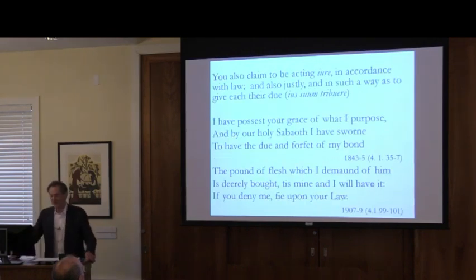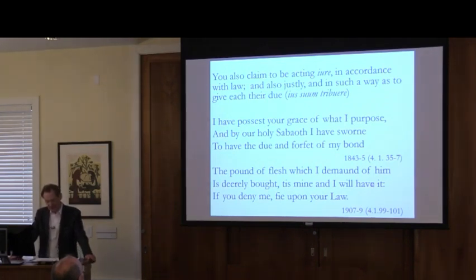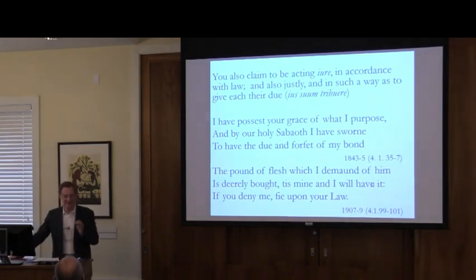Secondly, Shylock also claims to be acting jure, that's to say in accordance with law, and justly. And here is his great opening. "I have possessed your grace of what I purpose, and by our holy Sabbath I have sworn to have the due and forfeit of my bond." And he reiterates the claim in the final request to the Duke in the speech. "This pound of flesh which I demand of him is dearly bought. 'Tis mine, and I will have it. If you deny me, fie upon your law." It's legal. Simply laying claim to what is his. "'Tis mine, and I will have it."